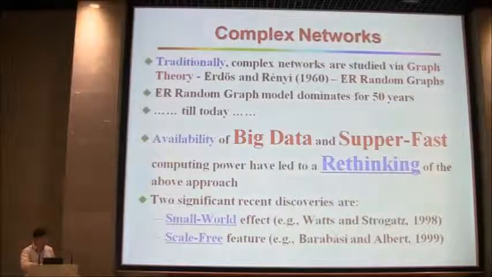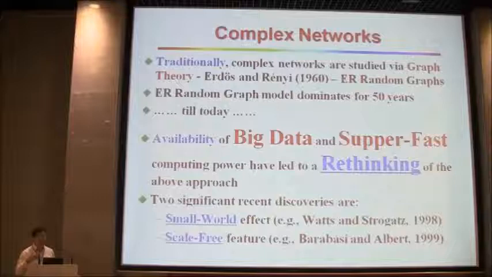Traditionally, complex networks were studied with graph theory. There is a long history of research on complex networks. The famous model is the Erdős–Rényi (ER) random graph, proposed in 1960. After that, almost all research on complex networks was based on ER random graphs. Up to now, I think about 15 years ago, the availability of big data and super fast computing power led us to rethink the ER random graphs.